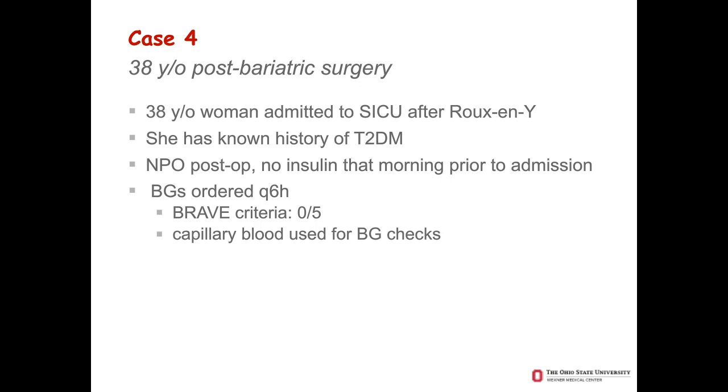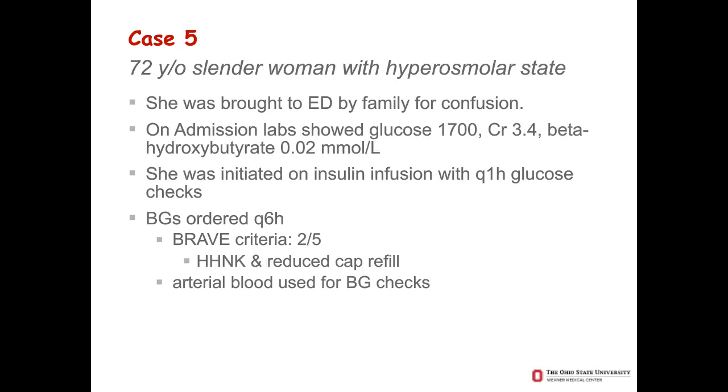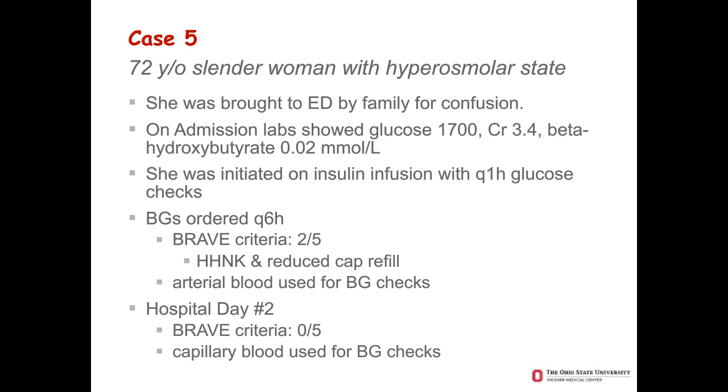Case 5 is a 72-year-old slender woman with a hyperosmolar state. She was brought to the ED by her family for evaluation of confusion. The admission labs showed a glucose of 1,700, a creatinine of 3.4, and a beta-hydroxybutyrate that was very low at 0.02 millimoles per liter. She was initiated on insulin infusion with Q1-hour glucose checks. When the BRAVE criteria was applied, she was found to have two of the criteria, which would be the hyperglycemic, hyperosmolar, non-ketotic state, and also reduced capillary refill. She was originally monitored Q1-hour with arterial blood. However, she was continually reassessed, and on hospital day 2, she had 0 of the 5 BRAVE criteria, so was transitioned to using capillary blood for her glucose checks.